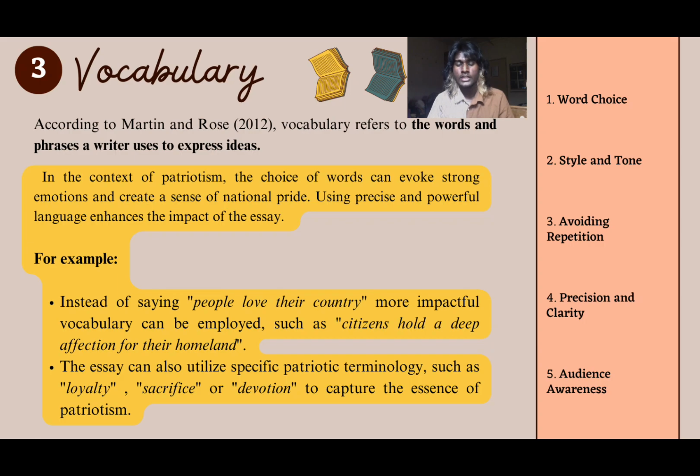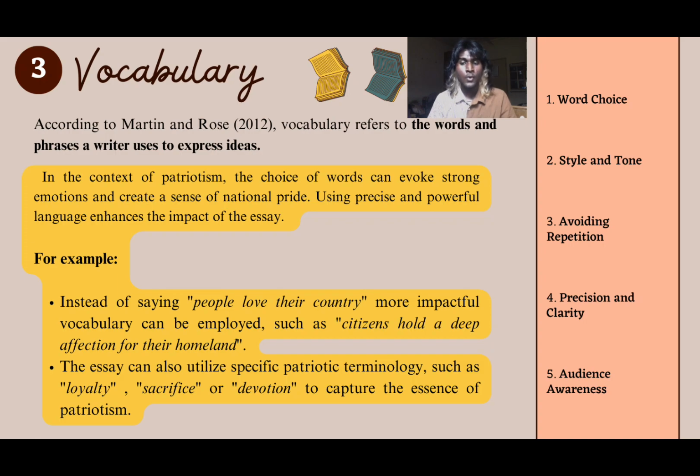Thirdly, we can look into vocabulary. According to Martin and Rose, vocabulary refers to the words and phrases a writer uses to express their ideas. When we're talking about vocabulary, there are five things that we need to consider. The first one is word choice: what kind of words we are using to convey our ideas. And the second one is style and tone.